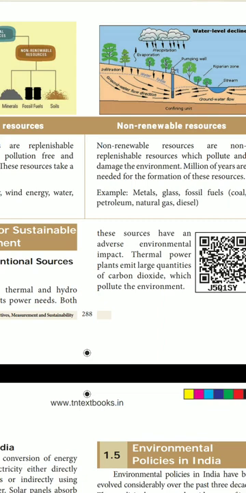Okay, so India depends on two types of power plant. What are they? Thermal power plant and hydroelectric power plant, in order to get power. Both these sources have an adverse environmental impact. Thermal power plants emit large quantities of carbon dioxide, which pollute the environment.